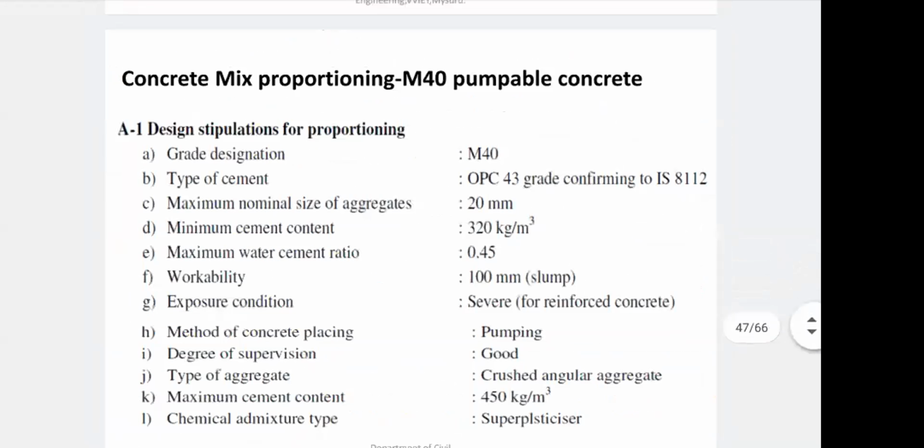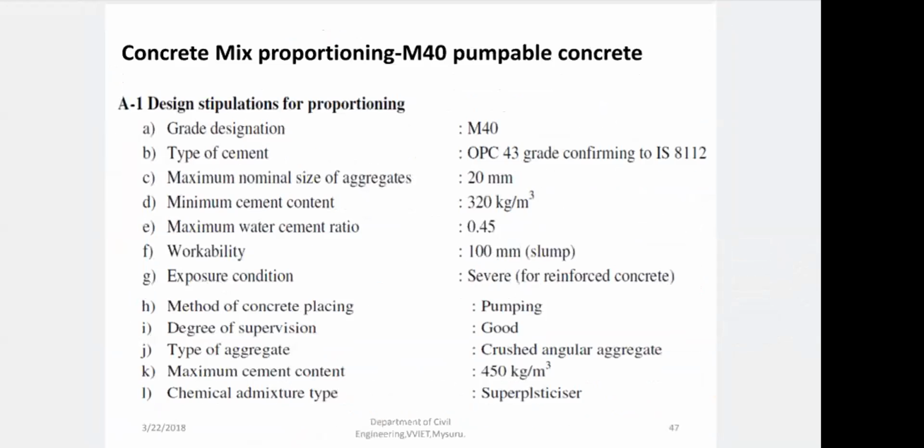This is the concrete mix. I will just revise because most of the students are new in today's lecture. Concrete mix proportion for M40 pumpable concrete. These different nomenclatures are already given in your numerical: the grade designation, type of cement, minimum nominal size of aggregate, minimum cement content, maximum water cement ratio, which is 0.45. Workability is 100 mm. Exposure condition is severe, which is for reinforced concrete. Method of placing, degree of supervision, and chemical admixture, which is a super plasticizer.